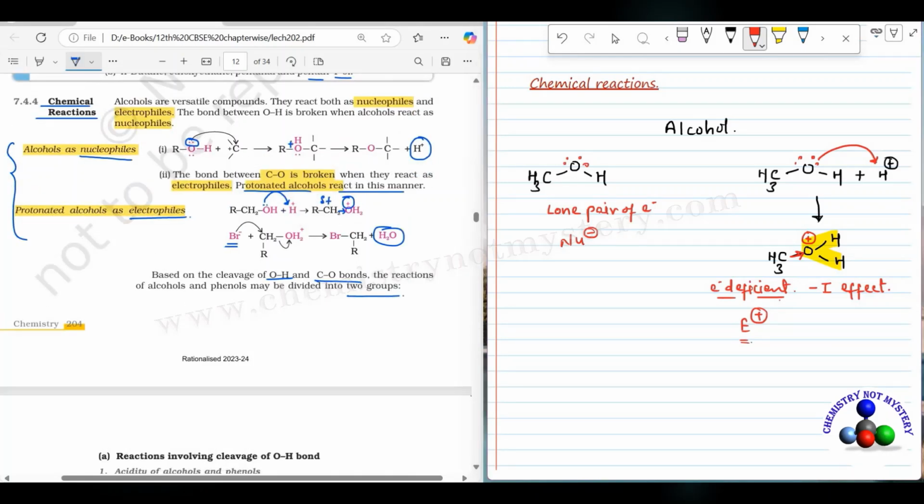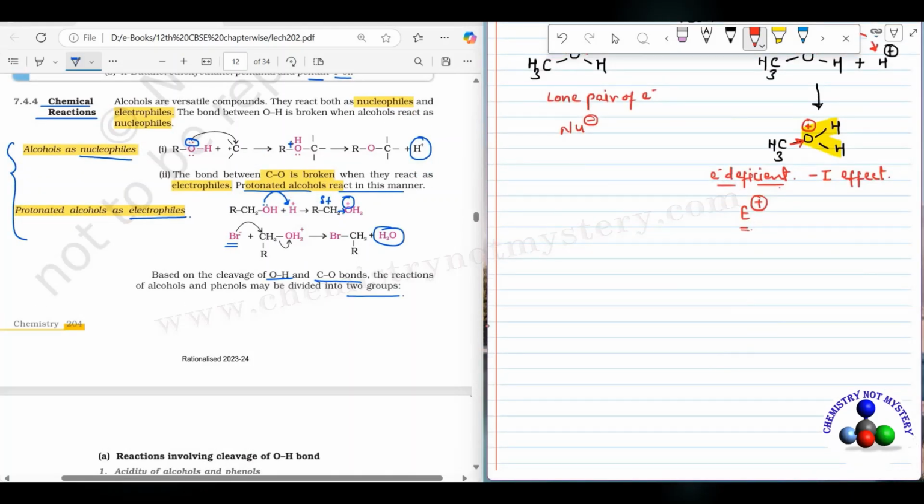Now let's re-examine these reactions. So in the first reaction, alcohol acts as a nucleophile. The reaction is given here with the carbocation. So here this is ROH. As we have already discussed, oxygen has two lone pairs of electrons when it reacts with a carbocation. So this is C positive and there are 3 other valencies.